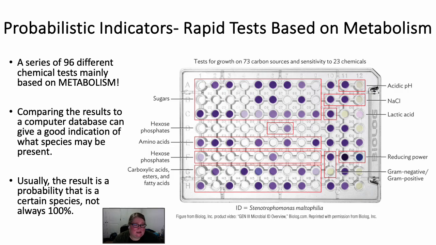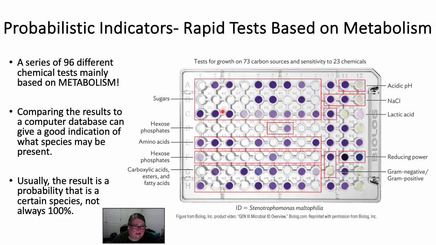This is a metabolic test. We put our sample into these 96 wells, and we run these 96 chemical tests all at the same time. It's all based on metabolism. When we run this, each microbe is going to have a very set result. It's kind of like a fingerprint. So we can use this test to identify microbes with more accuracy.